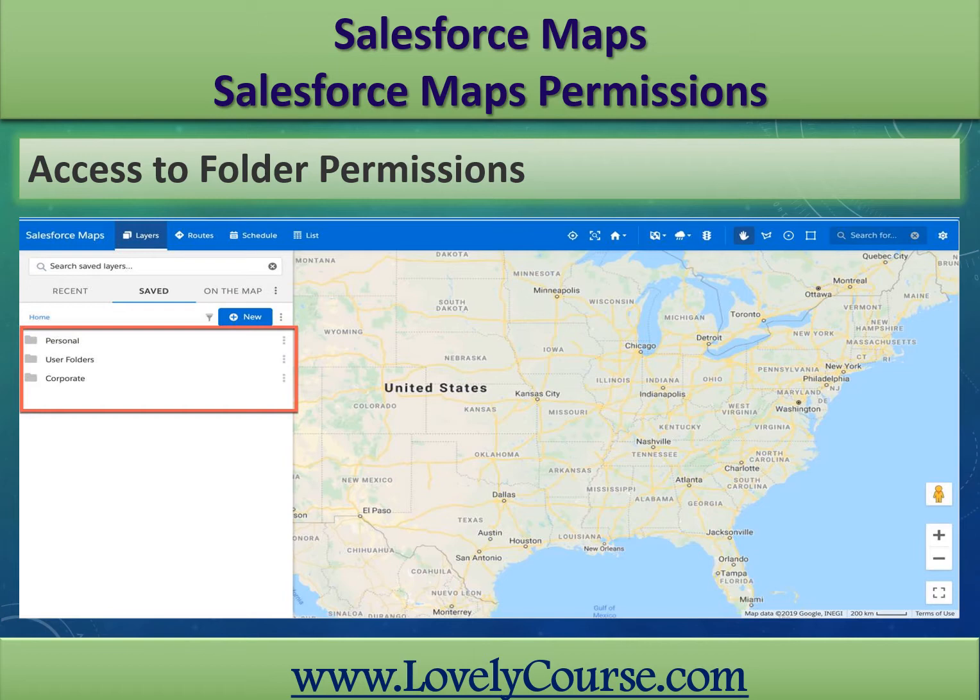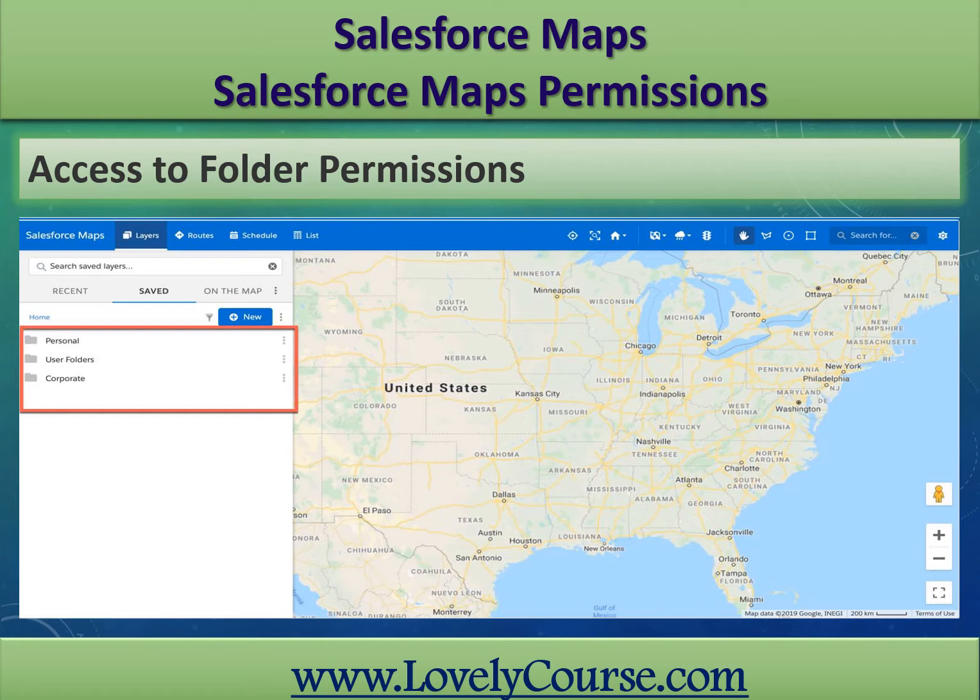There are 3 folder levels in Salesforce Maps. Number 1, personal folder. Personal folder contains private folders and layers unique to an individual user. Remember, visibility into the folder is granted or restricted in permission groups as discussed in the Salesforce Map permission group section. Number 2, user folder.